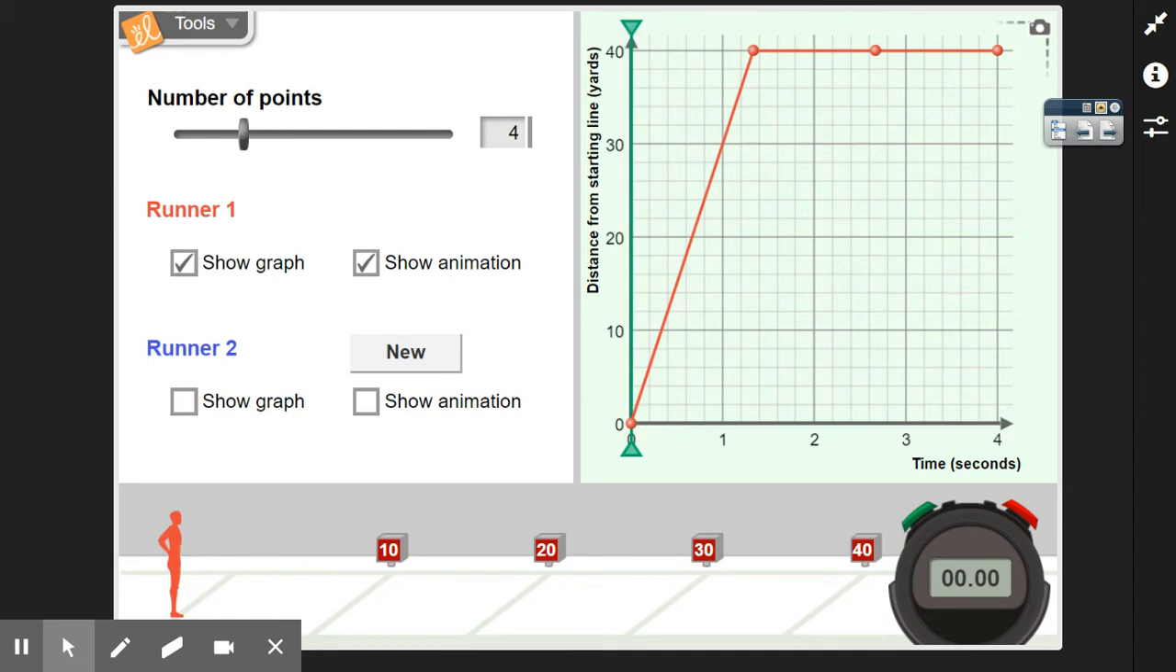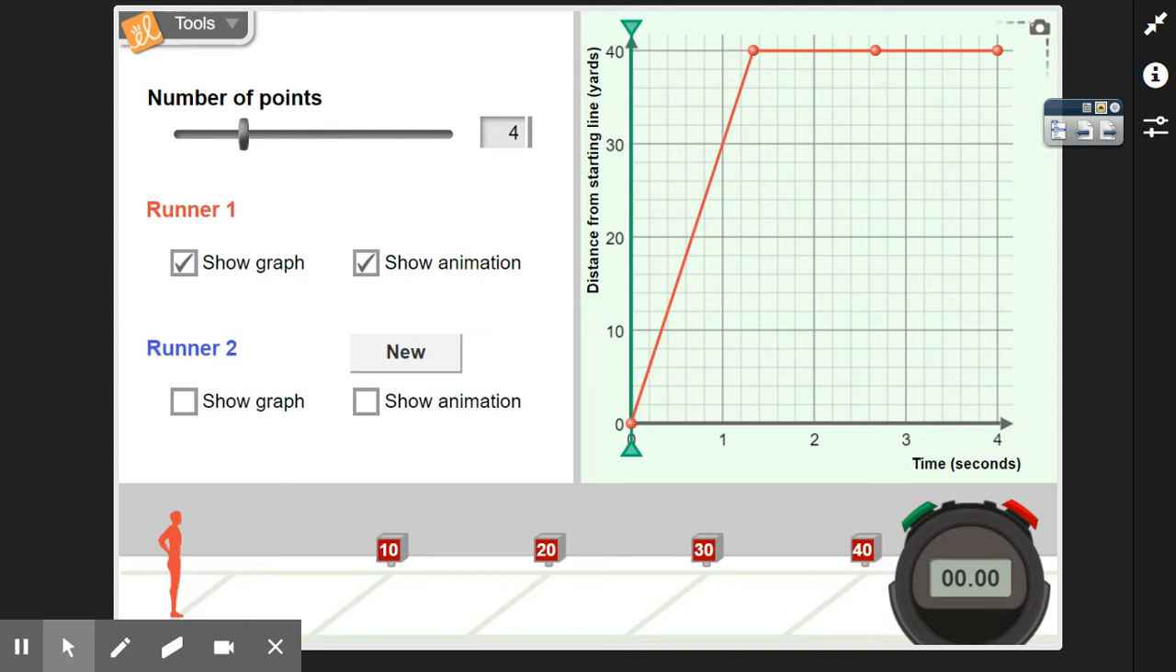So this little green arrow, green line, lets me control when the runner goes. So right now he is at 0 seconds and 0 yards because he's at the start line. Each of these red boxes, 10, 20, 30, 40, represents the yards. So this is 10 yards, 20 yards, 30 yards, and 40 yards.